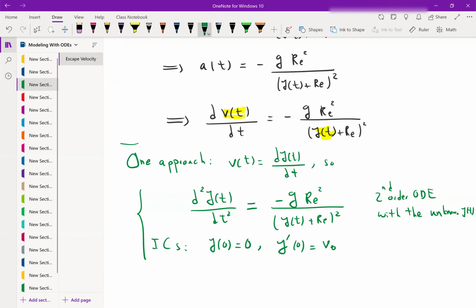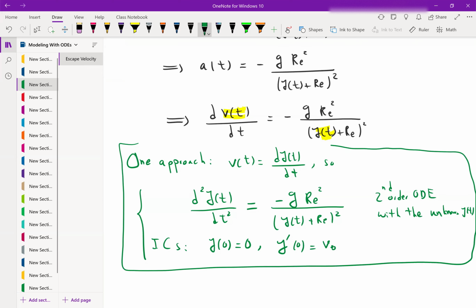I'm not gonna follow this approach. I'm gonna do something clever. But this is all good. This is all very, very good. What I'm gonna do here is as follows. I'm gonna look at the problem I have.